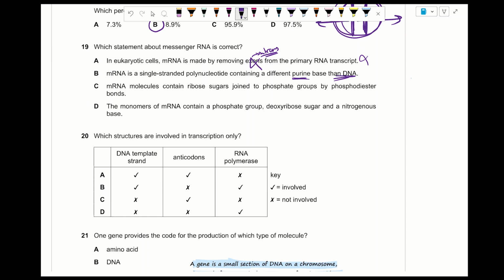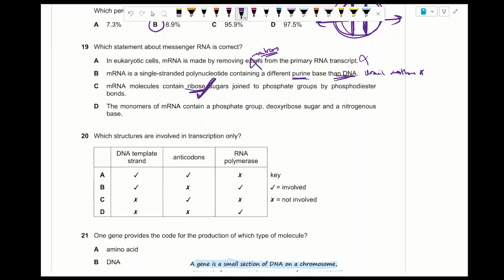So, first of all, it contains a different pyrimidine base than DNA, and that pyrimidine base is uracil instead of thymine. Therefore, this is incorrect. See, mRNA molecules contain ribose sugars joined to phosphate groups by phosphodiester bonds. So, this is correct. mRNA contains ribose sugars, which are pentose sugars found only in the nucleotides of mRNA, contrasting DNA, which is formed of deoxyribose sugar. Be careful of this point.